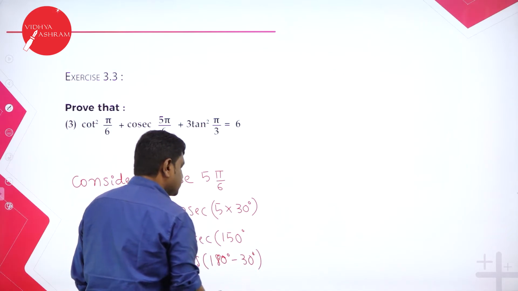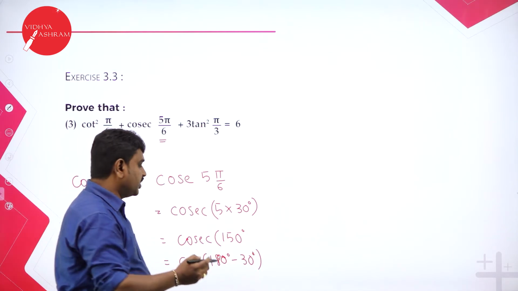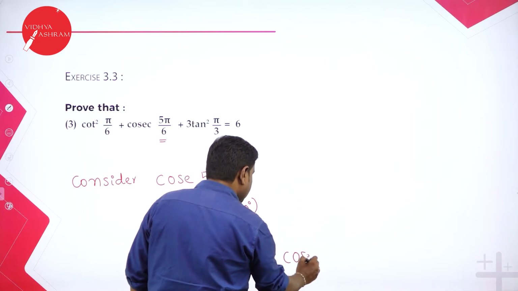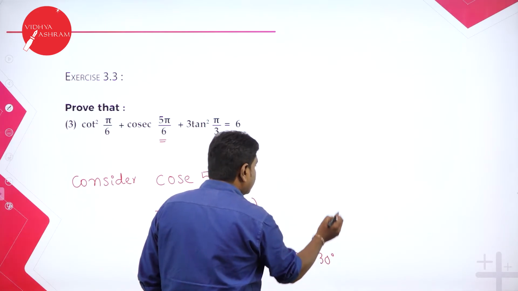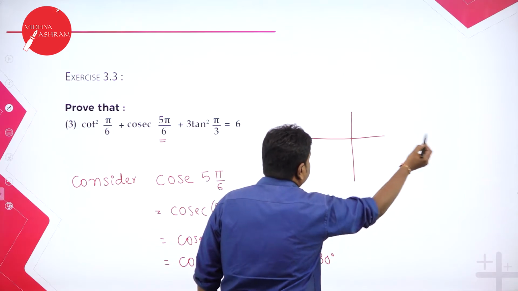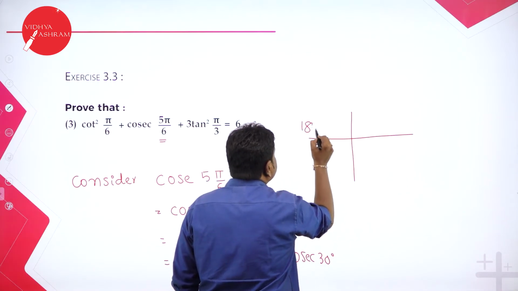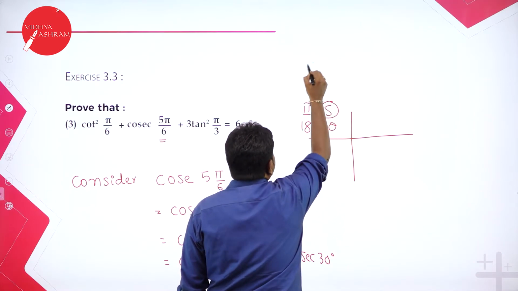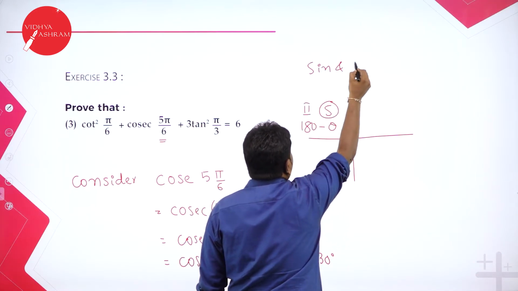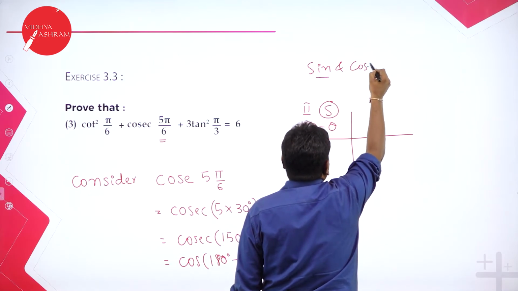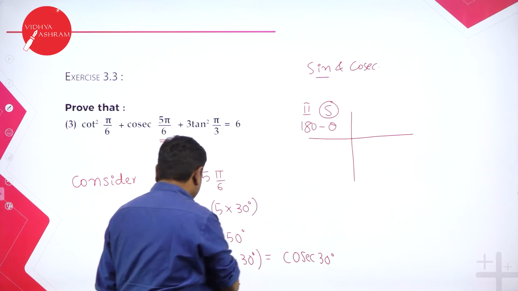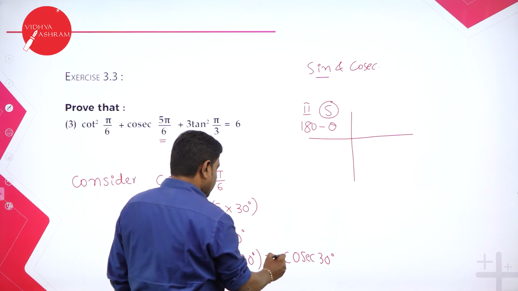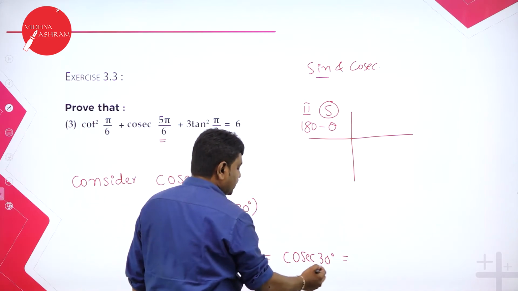You know, cosecant, sine of 180 minus theta. Sine of 180 minus theta is sine theta. Cosecant of 180 minus theta is cosecant theta. All of you know the rule. Please understand, 180 minus theta lies in the second quadrant. In the second quadrant, sine and its reciprocal cosecant are both positive. So cosecant 30 is positive.